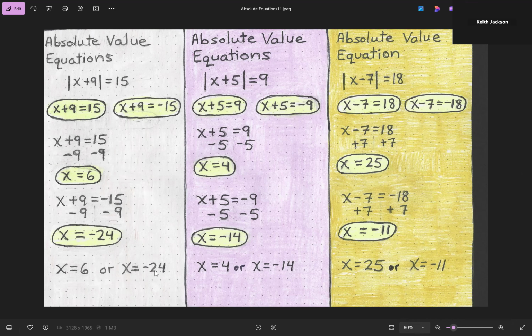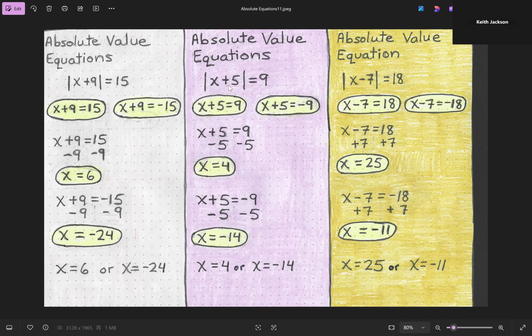and you could plug them back in and you can see what happens, right? Because see, if we go like this, a negative 24 plus 9, yes, that would give us a negative 15 here, but the absolute value of negative 15 is 15, and so that answer works. While if x is equal to 6, 6 plus 9 is equal to 15, and the absolute value of 15 is 15.